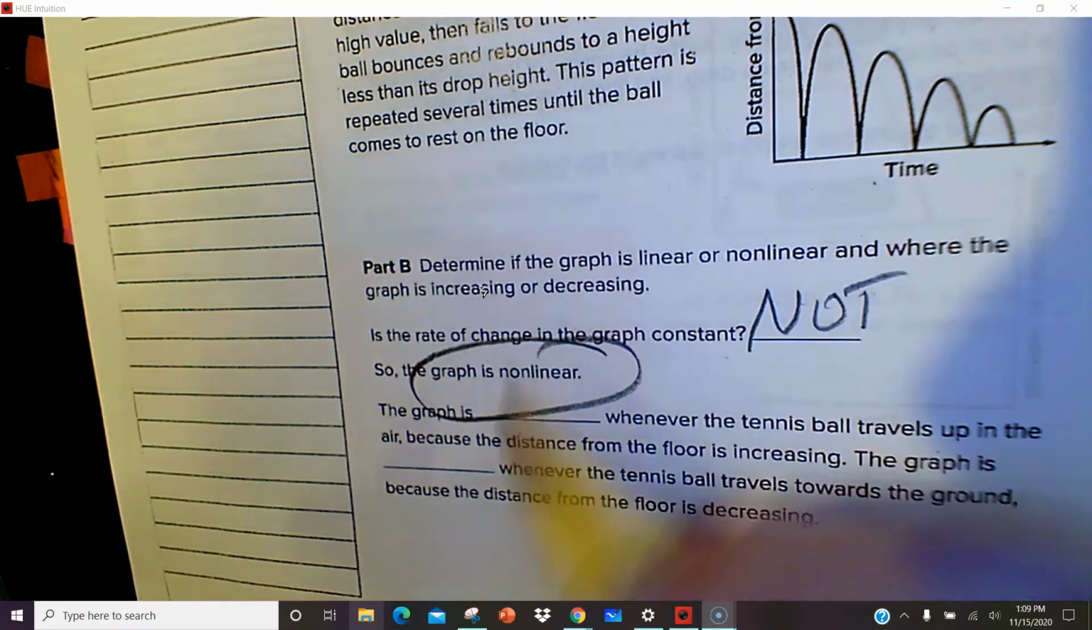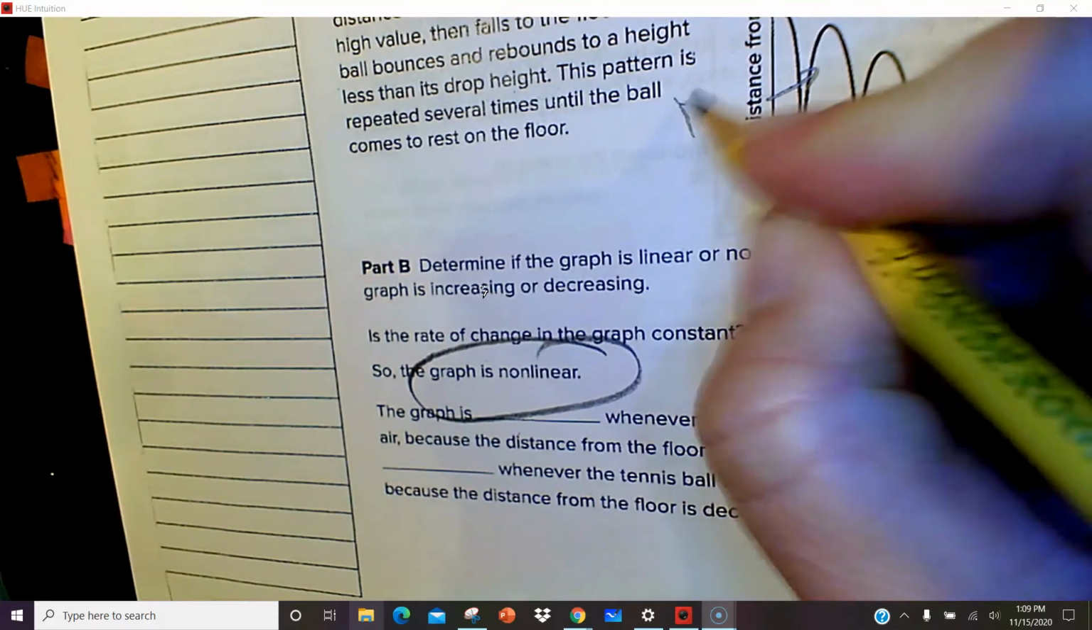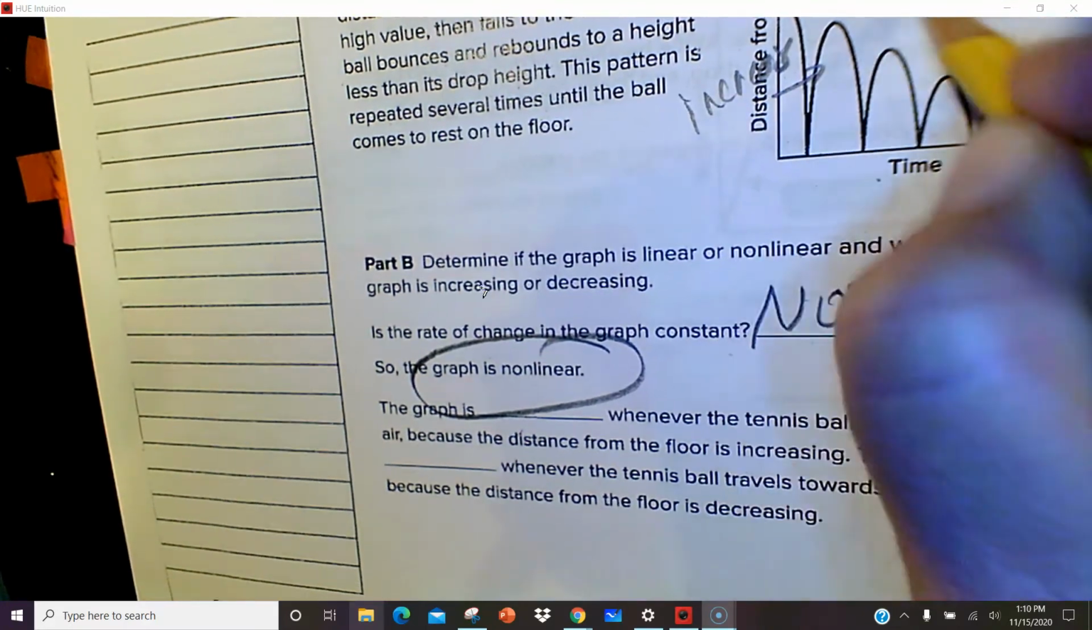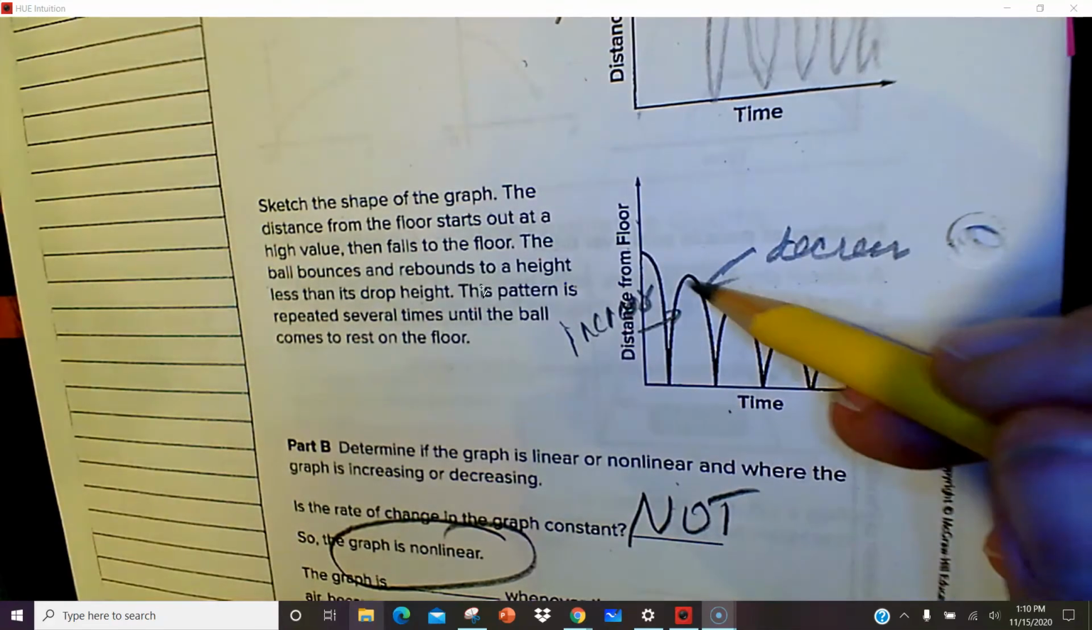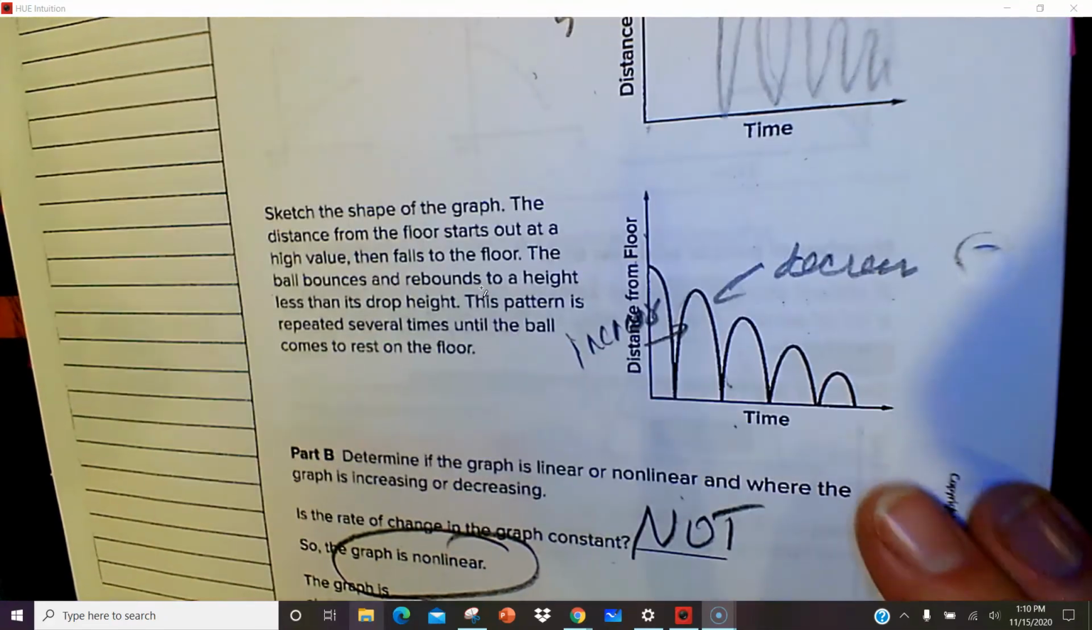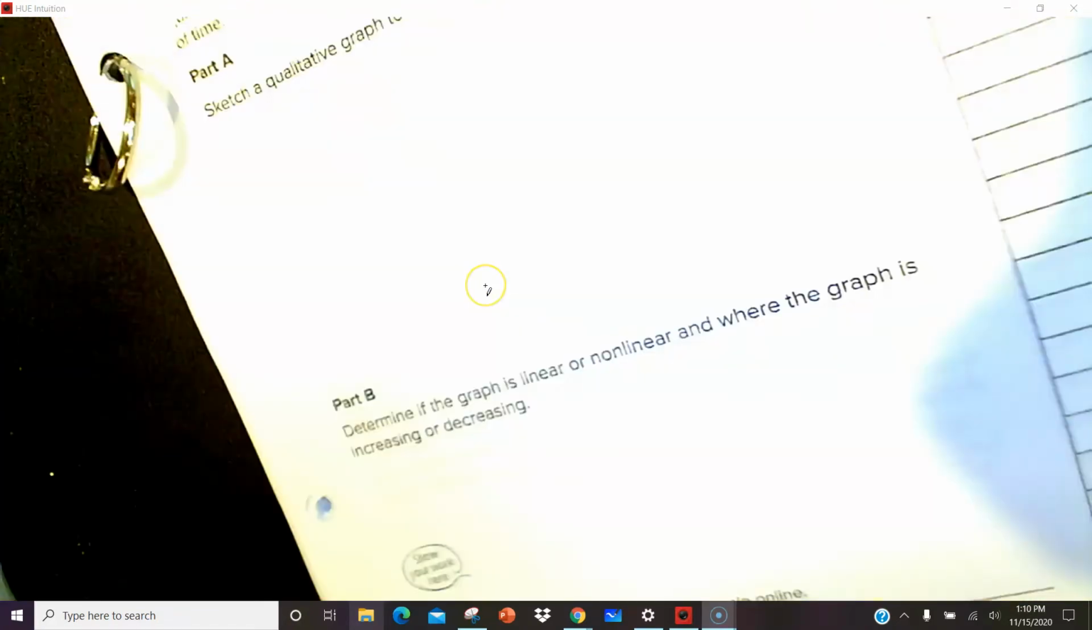Okay, well, it's going up. So this is increasing here, and down there it's decreasing. As it's going down, it's decreasing. As it's going up, it's increasing. Okay, but it's going to get shorter over time. All right, let's look at the next thing here.